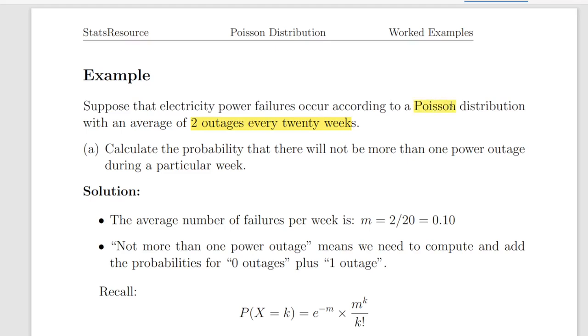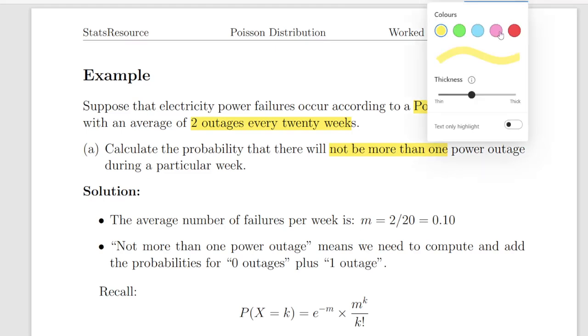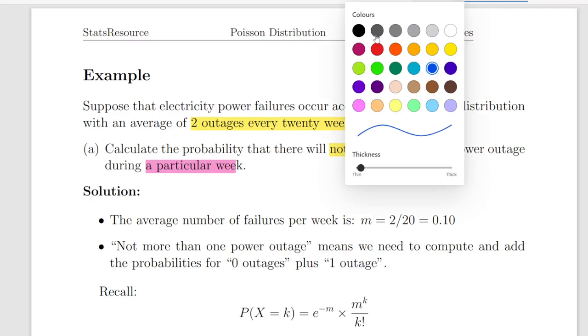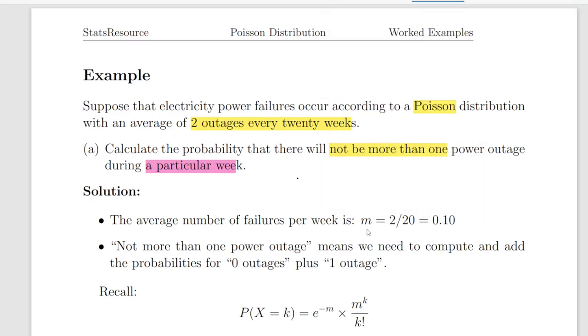We're also told explicitly it's a Poisson distribution, because in some cases that might not be the case. So it's just one question in this particular instance. Calculate the probability that there will not be more than one power outage during a particular week. Now you notice here the question asks us for a particular week. Okay, so the way this is set up, we actually have it in terms of m here.